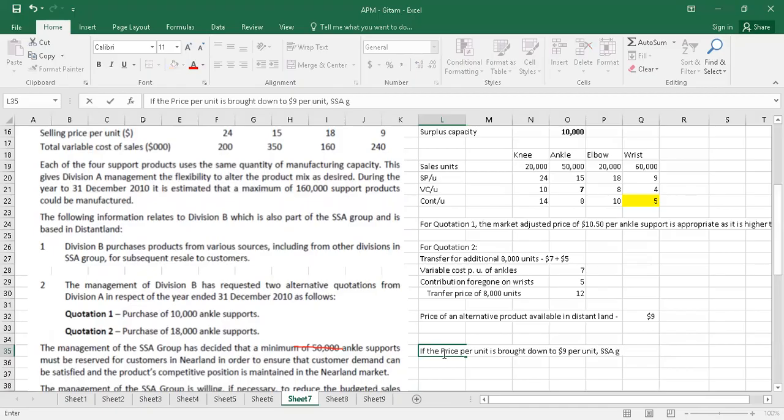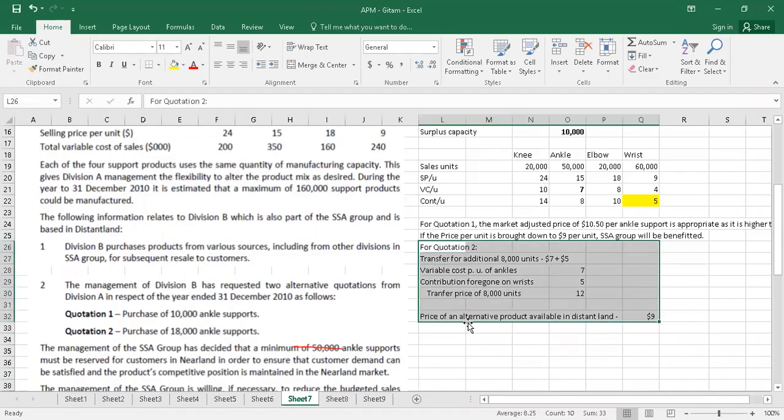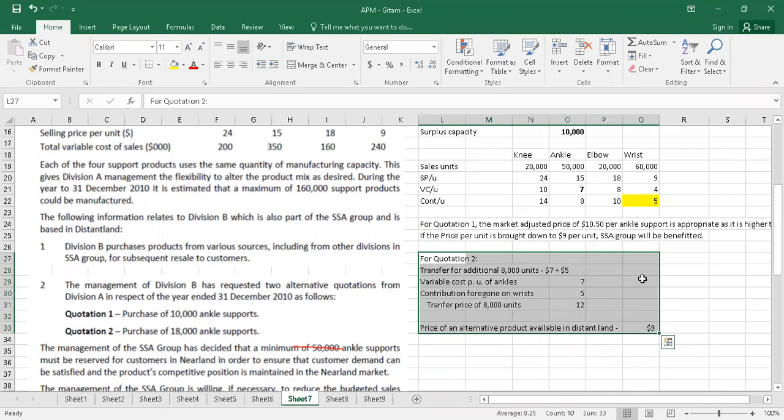SSA group will be benefited. That's for quotation 1. Then for quotation 2, they should buy 10,000 units from division A at 9, and 8,000 units they should buy from an outside supplier, because the transfer price for 8,000 units comes out to be 12. They cannot cut down on 12, because they would have to forgo the margin on risk, etc. That also has to be recovered.